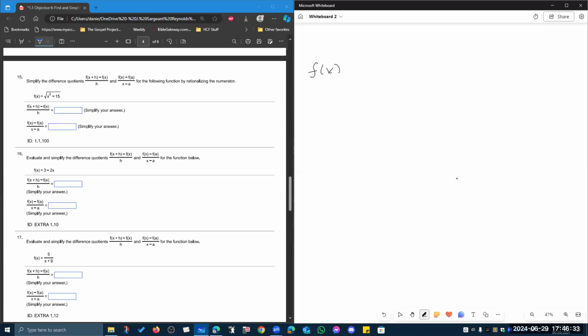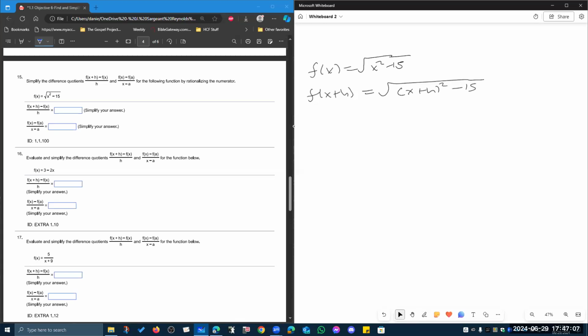f of x is equal to the square root of x squared minus 15. Let's do the f of x plus h stuff first. We already know that x plus h squared, we've talked about it as x squared plus 2xh plus h squared, and that's going to be minus 15. Do I want to write it that way? No, I want to write it this way: x plus h squared minus 15, like that.